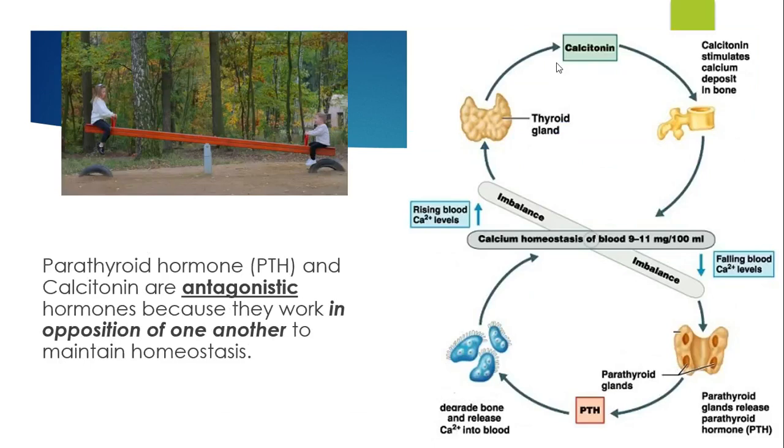Now, what do we call two systems that work in opposition of one another? We saw this in the nervous system with the parasympathetic and sympathetic. Anytime two systems work in opposition of one another, we call them antagonistic. So calcitonin and parathyroid hormone are antagonistic to one another.